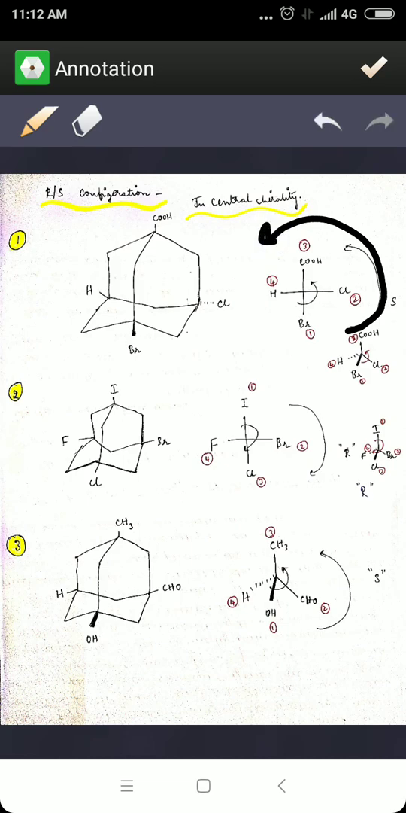It is anti-clockwise, and hence it is nothing but the S configuration. So this is how you're going to assign. Now let's take another example. So here again it is a central chirality.